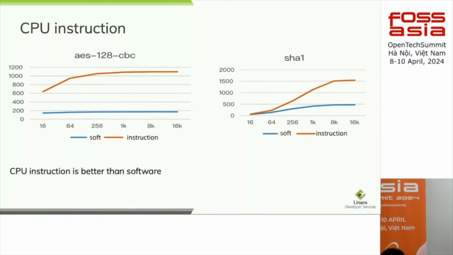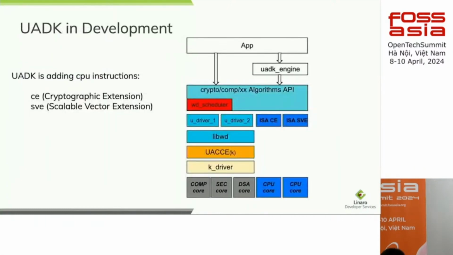So for the total solution of UADK, we also added CPU instructions, like CE and SVE. CE means crypto extension. SVE means scalable vector extension. They are ARMv8 features. So if you have an ARMv8 CPU, you can use these two CPU instructions. So we are also adding these two instructions to our UADK solution. See the blue line.